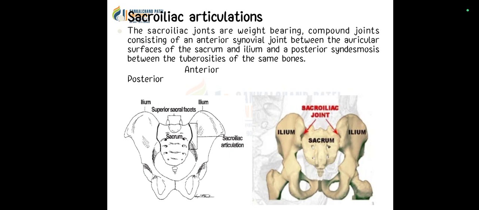Sacroiliac articulations. The sacroiliac joints are weight-bearing compound joints consisting of an anterior synovial joint between the auricular surfaces of the sacrum and ilium, and a posterior syndesmosis between the tuberosities of the same bones.